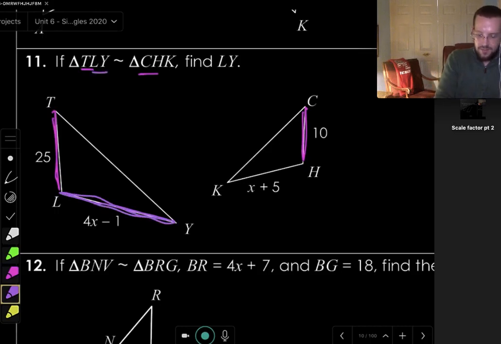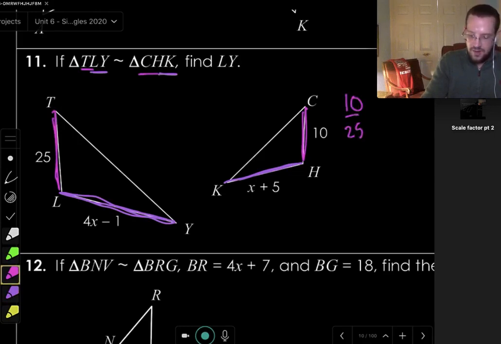This is LY and KH or HK. So I'm going to set up a proportion with the corresponding sides, and I'm going to use those ratios. So my proportion is going to look like 10/25. Those are my corresponding sides. I'm actually going to use this color, it makes it pop a little bit more. So 10/25, and then 10 and x plus 5 are corresponding, right? They're on the same triangle, and 25 and 4x are on the same triangle.